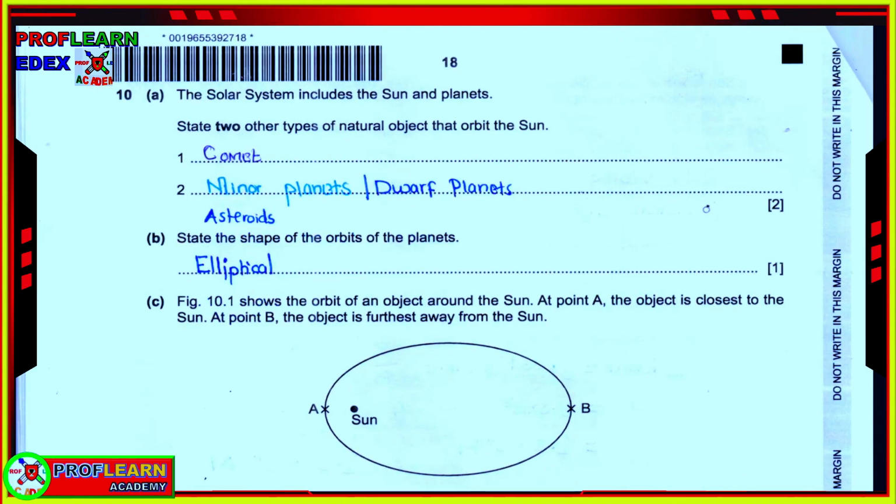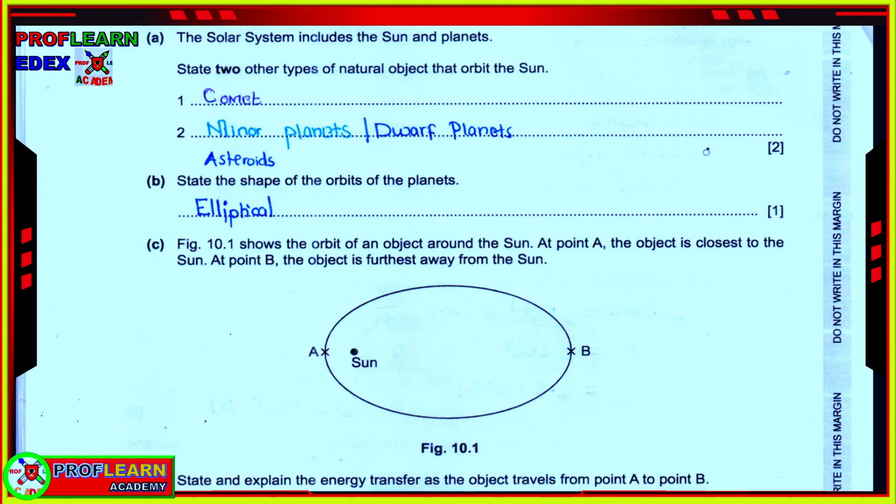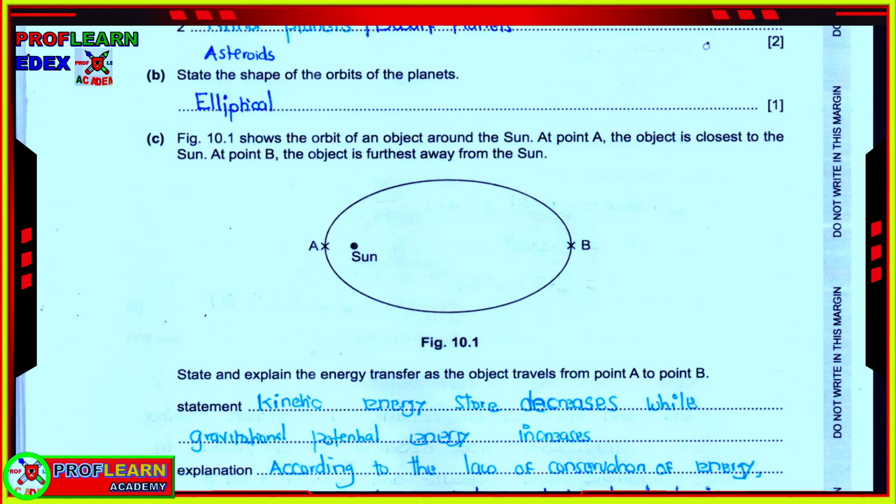Right. So another kind of question that you may be asked is to state two other types of natural objects that orbit the sun. That is a comet, we have minor planets, we have dwarf planets, we have asteroids. Those are natural objects that orbit the sun. And we also need to understand the shape of the orbit of planets, which is actually elliptical, meaning that if the sun is somewhere at the center, then the orbit is kind of squashed, the way we can see it at this point.